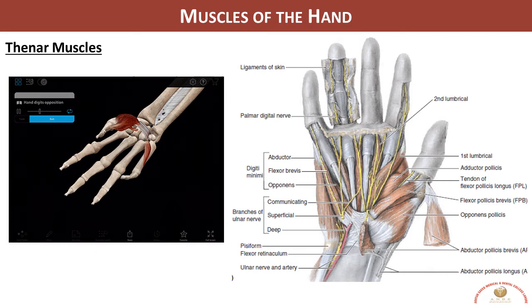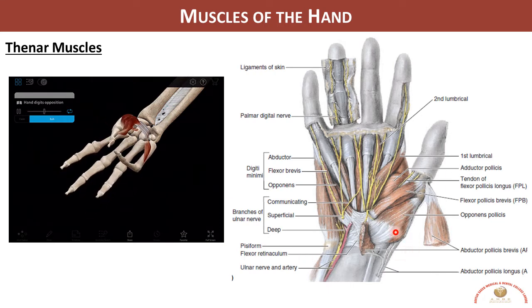Now the thenar muscles. One by one we will study each of the muscles. The thenar muscles form the thenar eminence, and movement of the thumb is important for precise activities of the hand. Here you can see this movement, which is basically opposition of the thumb. You should memorize that opposition of the thumb is caused by these thenar muscles, mainly the opponens pollicis.